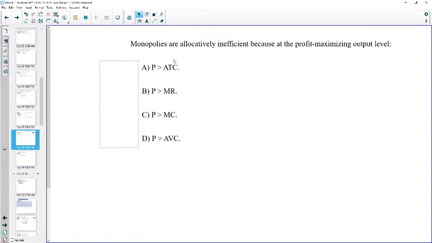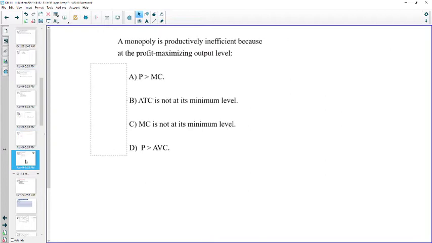Monopolies are allocatively inefficient. They're not making enough because the price on the demand curve is way above the marginal cost. People value the product more than it costs society to make. We should make more of it. Price is greater than marginal cost. And finally, monopoly is productively inefficient because the average total cost is not at the minimum.